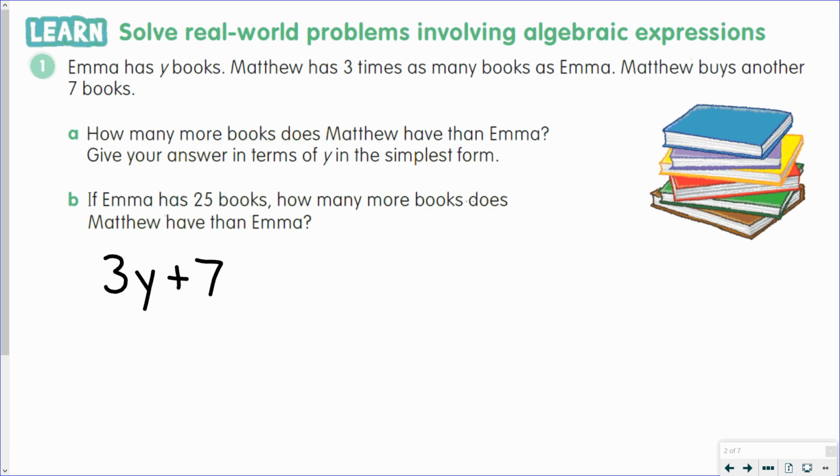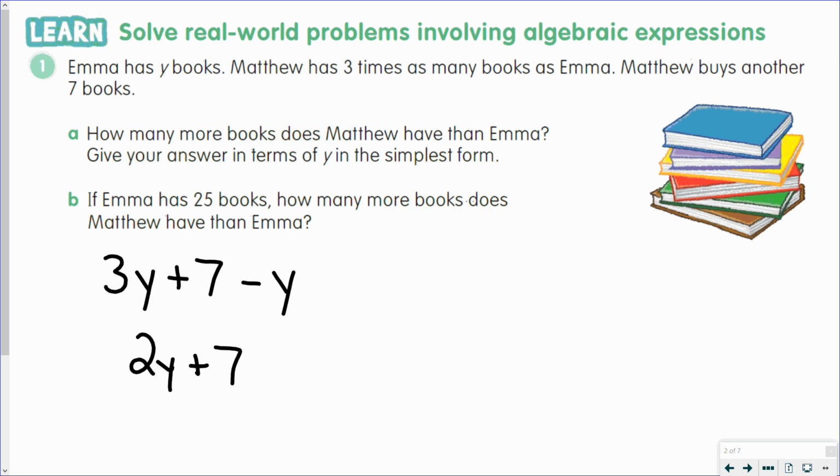So for part A, we want to know how many more books does Matthew have? Well, when it says how many more, that usually tells us we're going to subtract. So we want to know how many more books does Matthew have than Emma? Well, if Matthew has 3y plus 7, and we want to figure out how many more, we're going to subtract, and we're going to take off Emma's amount, which is y. And so to put that in simplest form, we're going to take 3y minus y to get 2y plus 7.